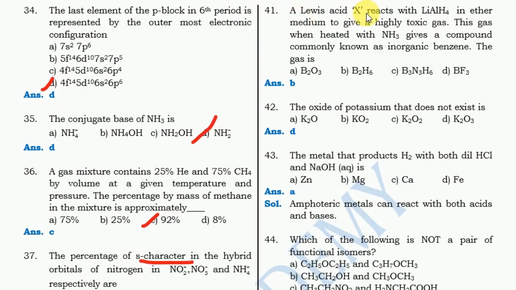Okay, the next one: the oxide of potassium that does not exist is option D, K2O3. Next one: the metal that produces H2 with both dilute HCl and NaOH. For this question, the correct answer is Zn. Next, amphoteric metals can react with both acids and bases. Okay, a little explanation.